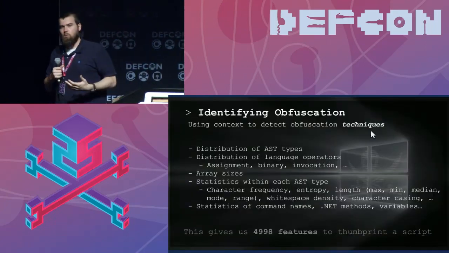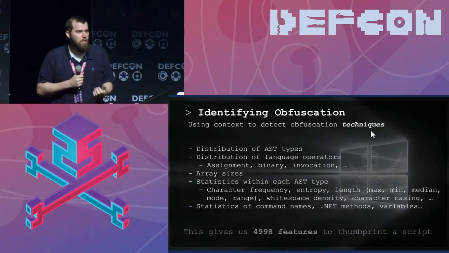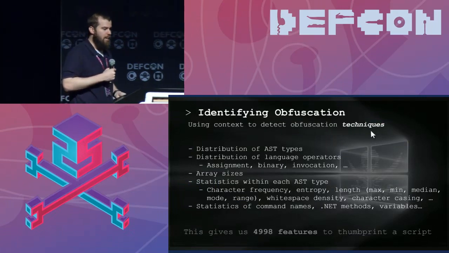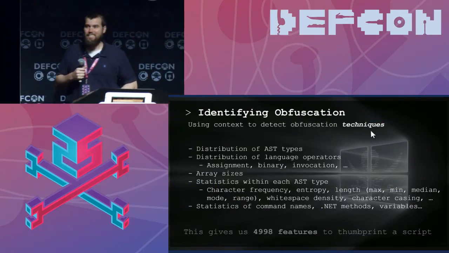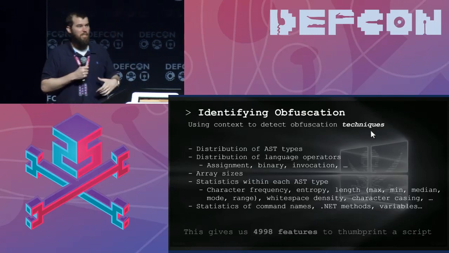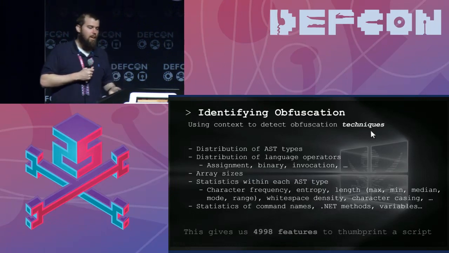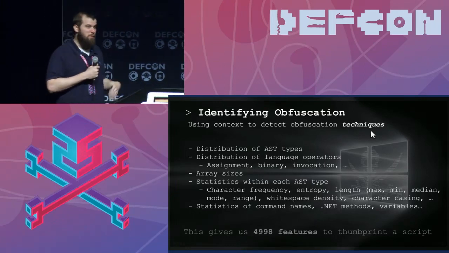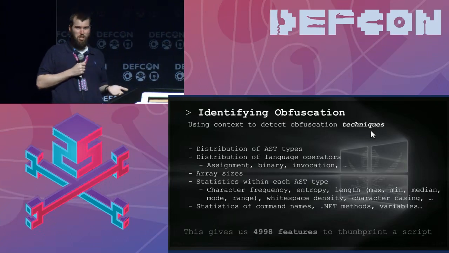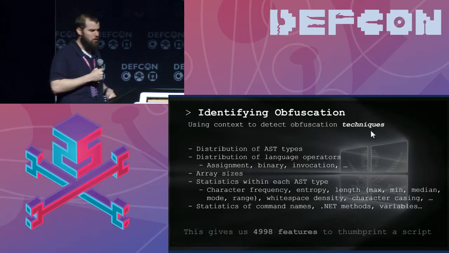Now, why do we do this? Well, with the AST, we can get extremely granular. For example, we can group and number all the different AST types. Maybe this one script is 33% strings, and that's all it is. Or maybe 99% of the script is a massive array. We look at array size ranges. Again, if we have a 5,000 element array, maybe that's shellcode in there. I don't know. That's pretty large.